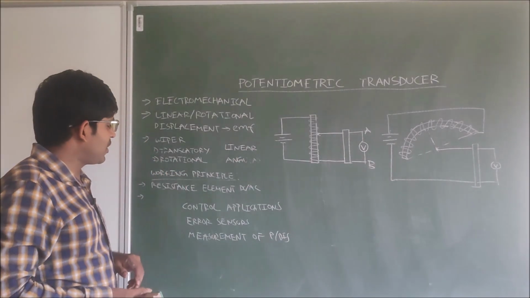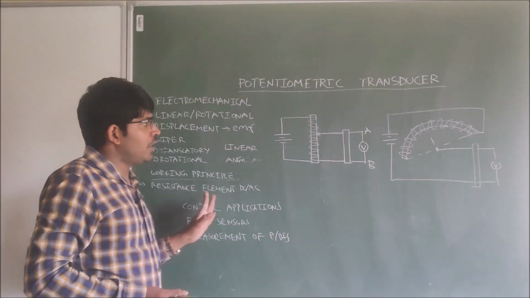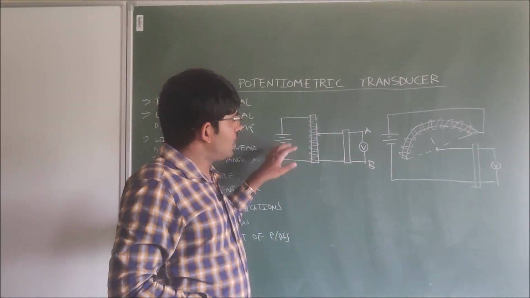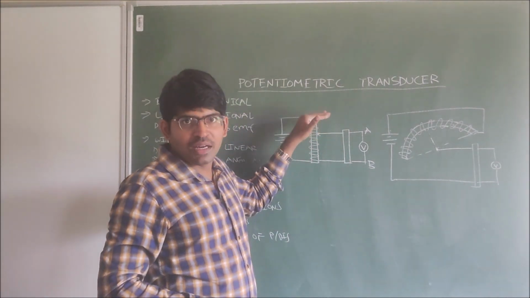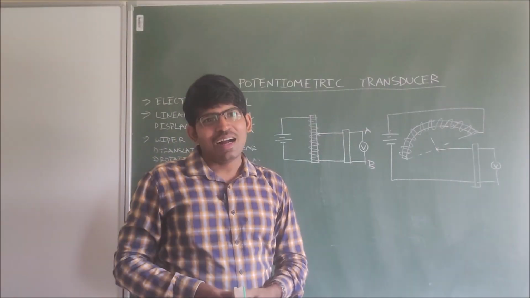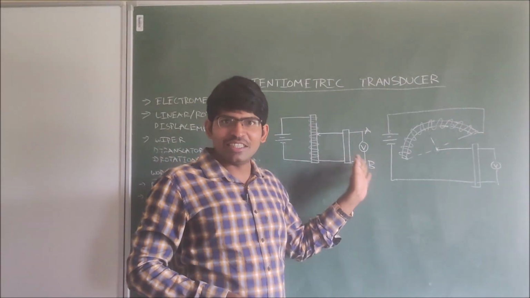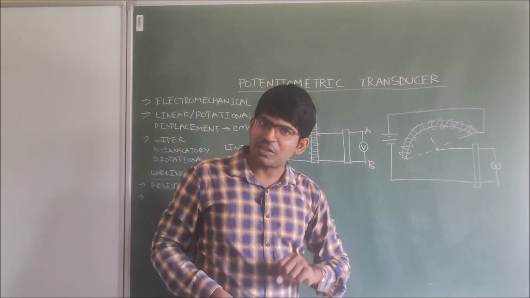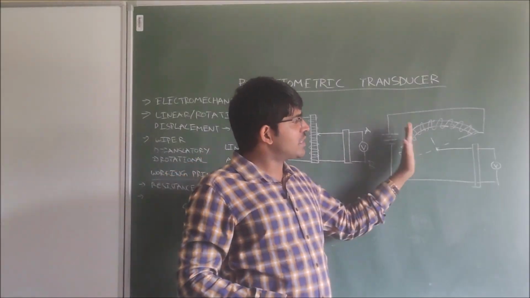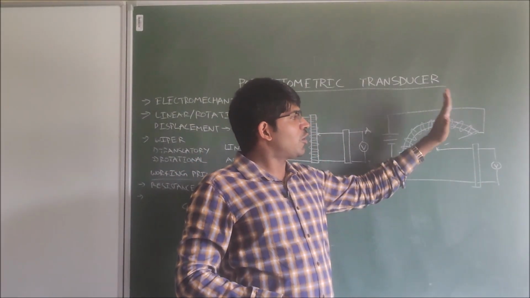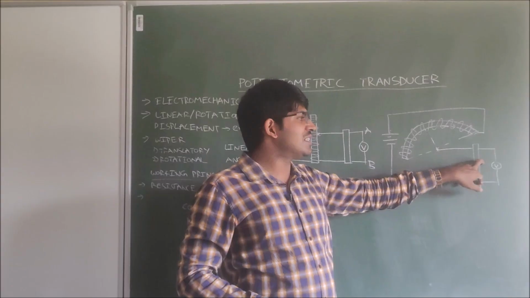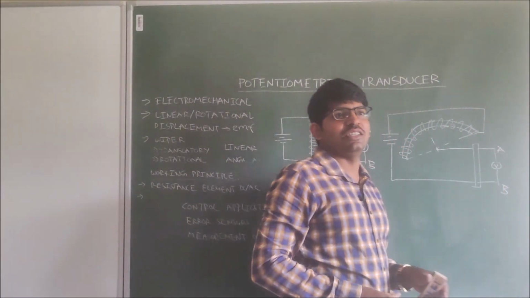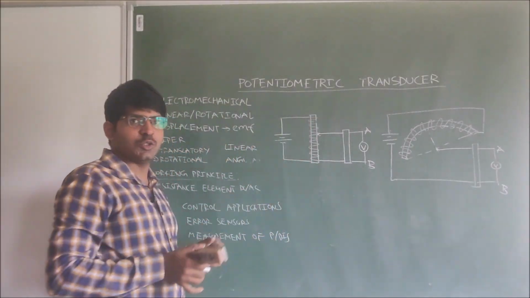Now the working principle we try to understand. We generally power up this by using DC or AC. Whenever we are moving the wiper, accordingly the resistance is changing, thereby voltage is changing. So this we use for the linear displacement measurement. And if we want to measure the angular displacement, then when the wiper is moving from this to this, accordingly resistance is changing between these two terminals and thereby voltage is changing. That's how we measure the angular displacement.